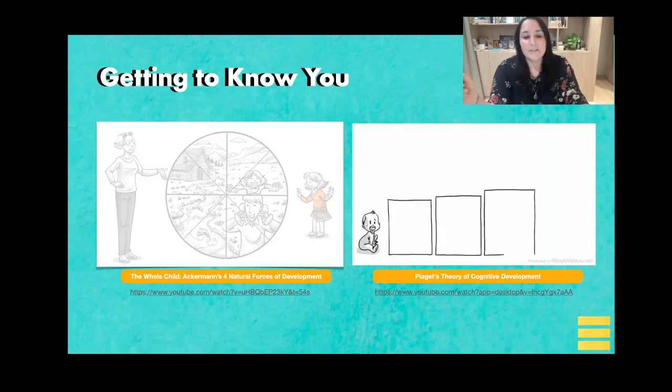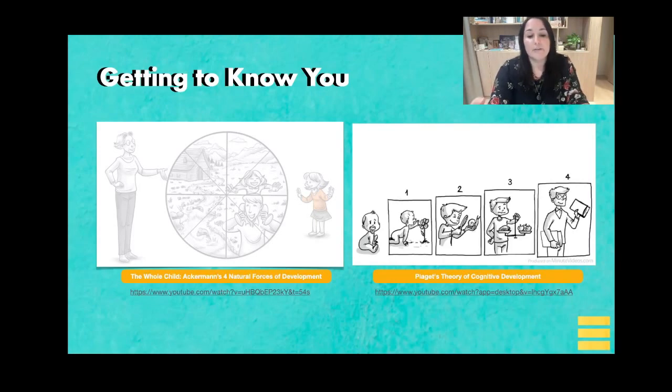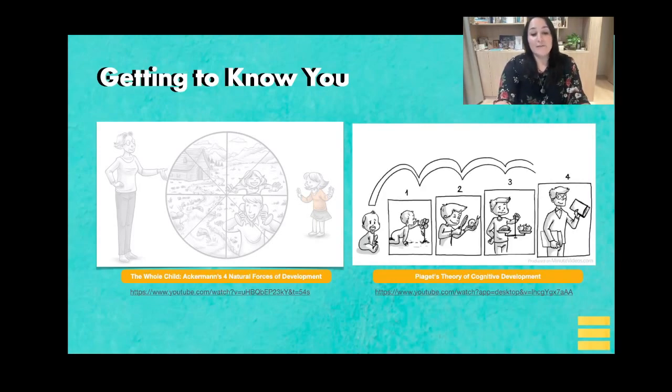The second video gives a great insight on Piaget's theory of cognitive development, illustrating the 4 stages that young learners have to conquer during this developmental journey. First, the sensory motor stage, second, the pre-operational stage, third, the concrete operational stage, and fourth, the formal operational stage.